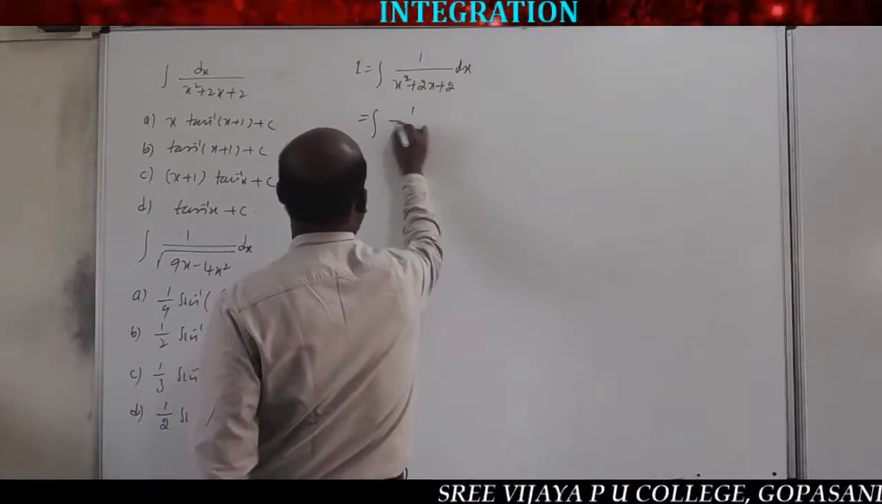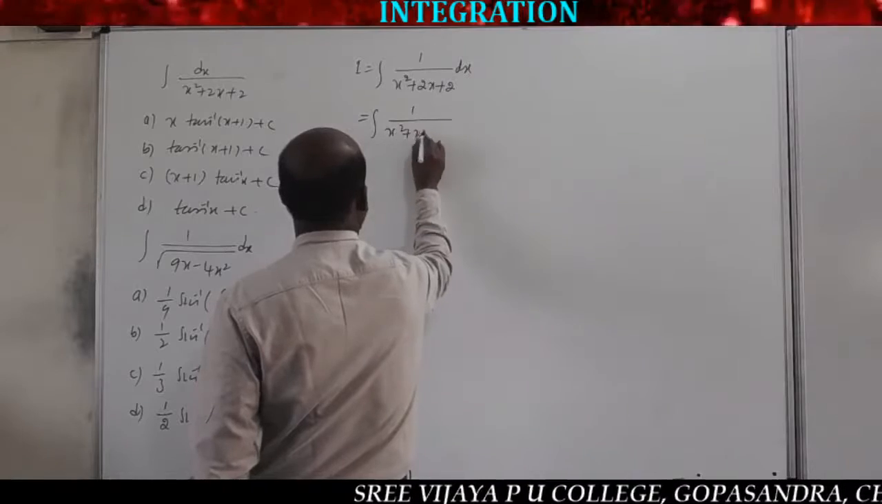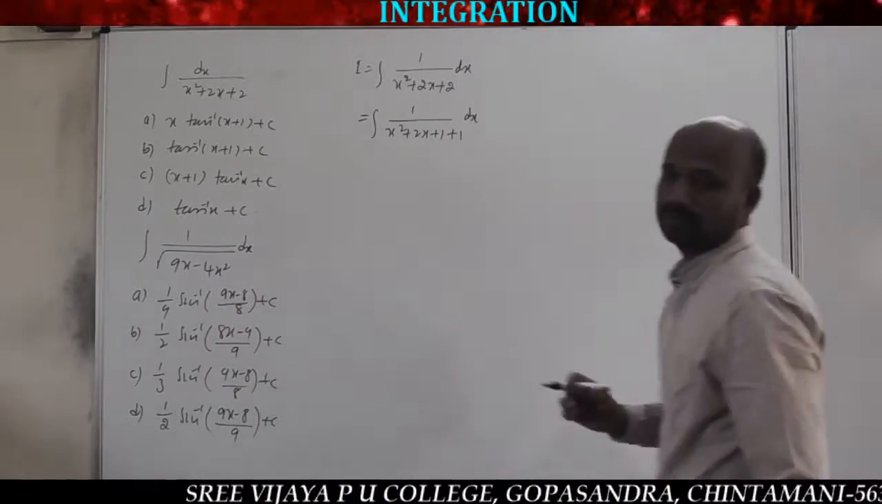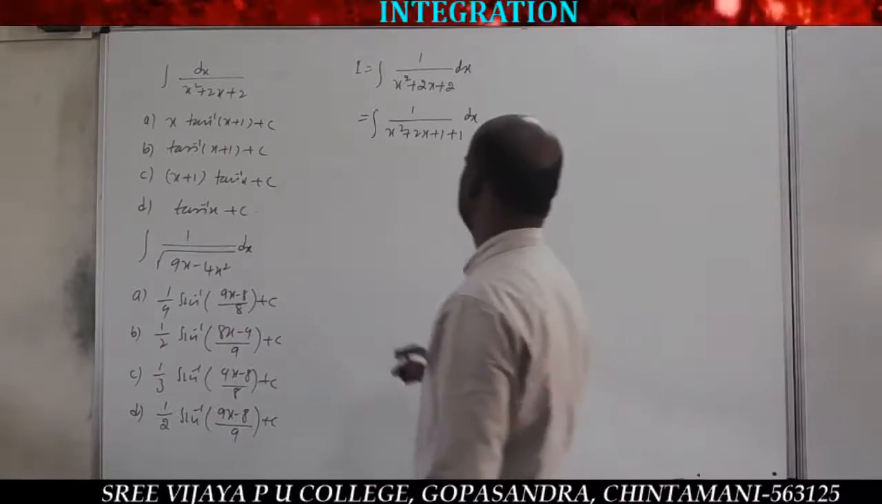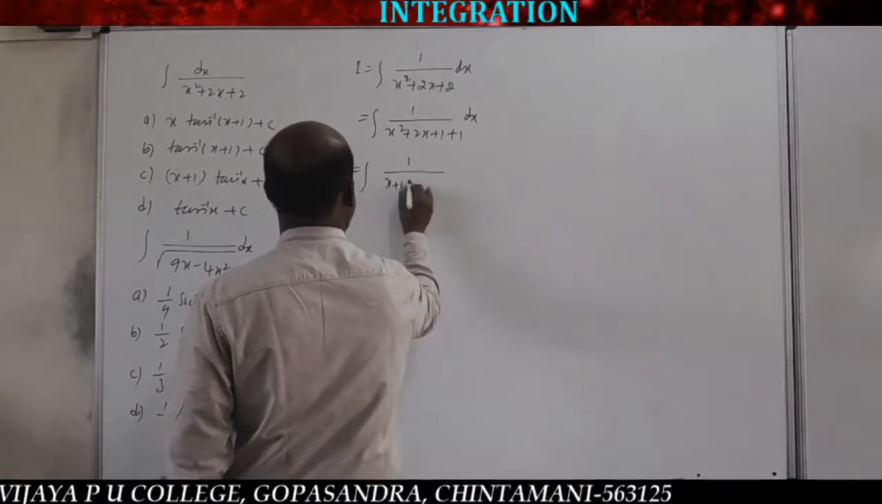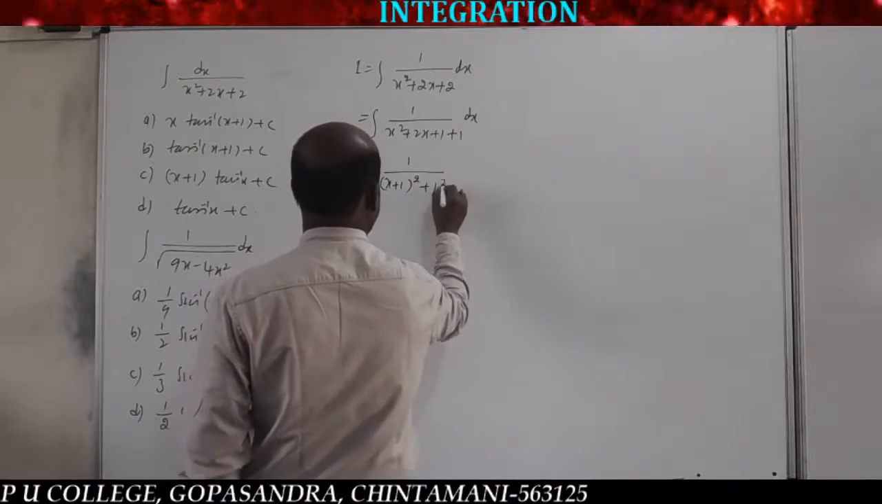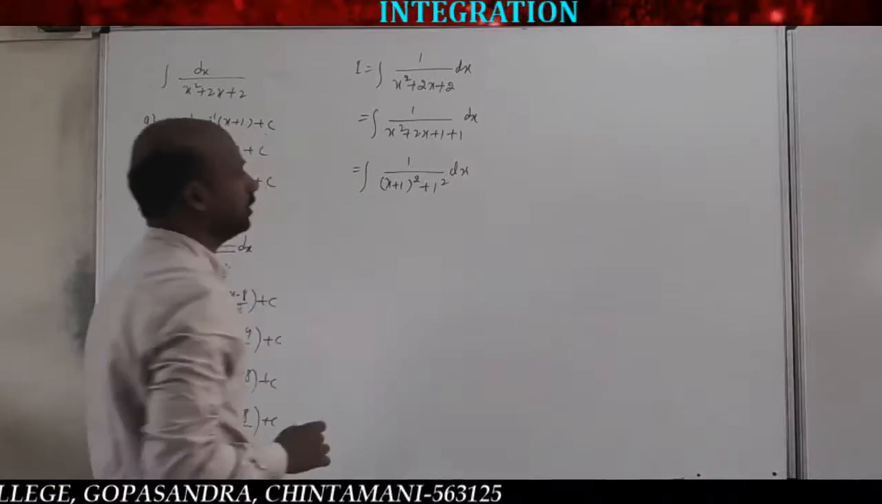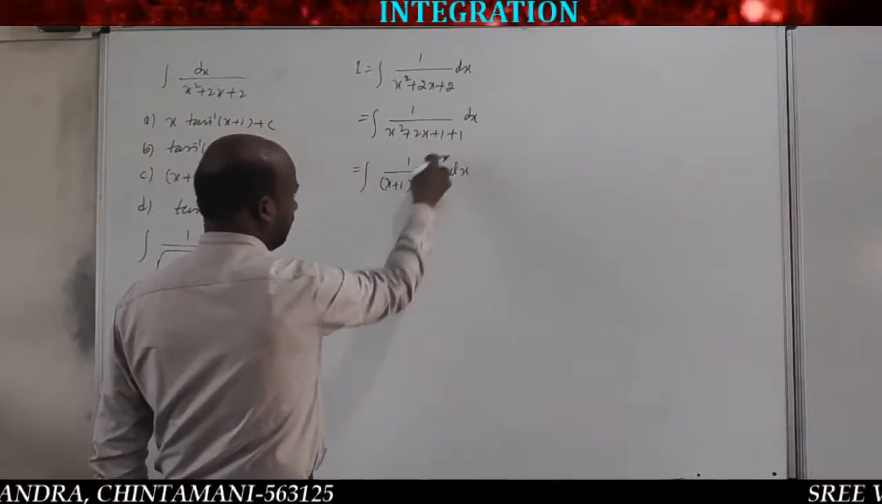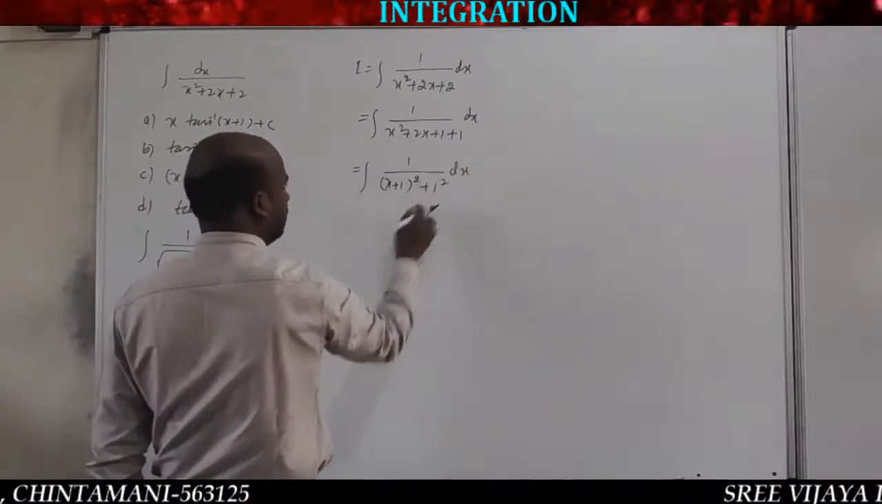x square plus 2x plus 2 can be taken as x square plus 2x plus 1 plus 1 with respect to x. And this is equal to the integral of 1 upon (x plus 1) whole square plus 1 square with respect to x. x square plus 2x plus 1 is (x plus 1) whole square plus 1 square.